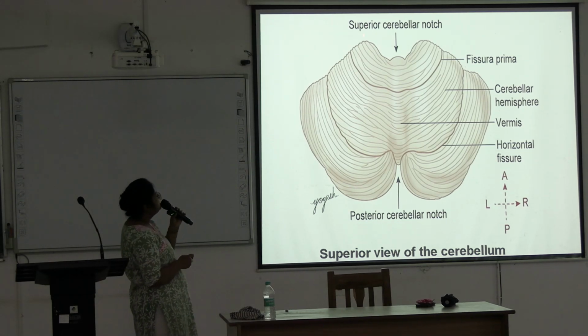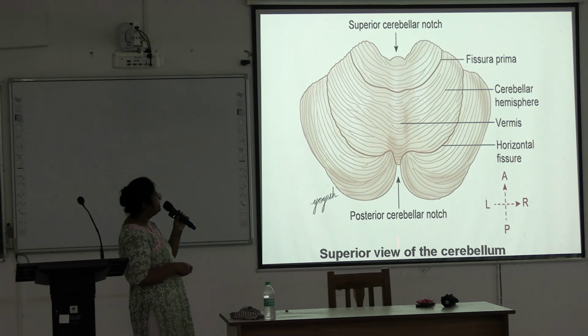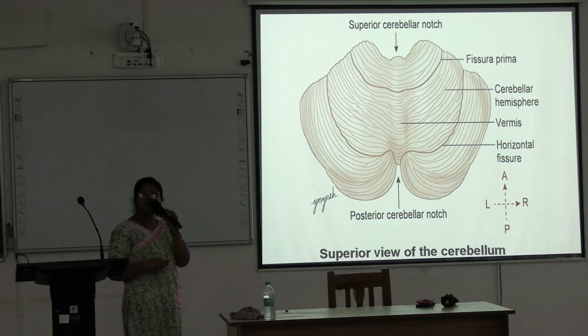And notches you can see, anteriorly the superior cerebellar notch is V-shaped, the posterior cerebellar notch is deep, and here lies the falx cerebelli. Okay, understood?